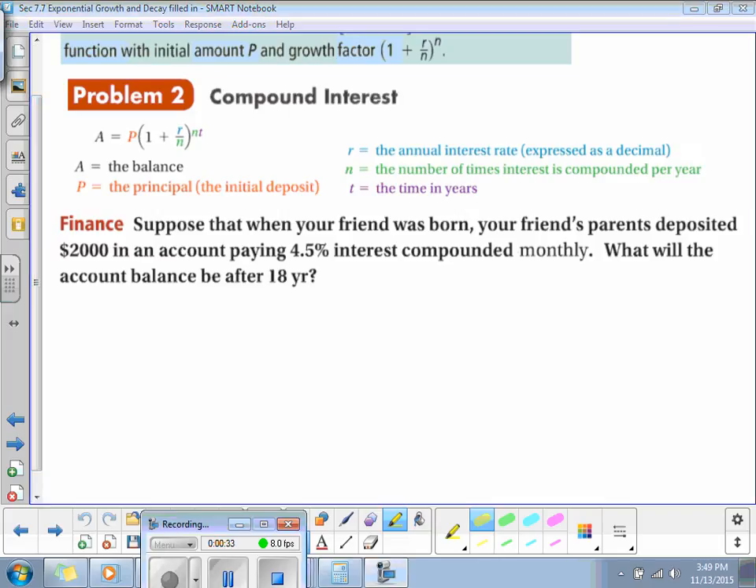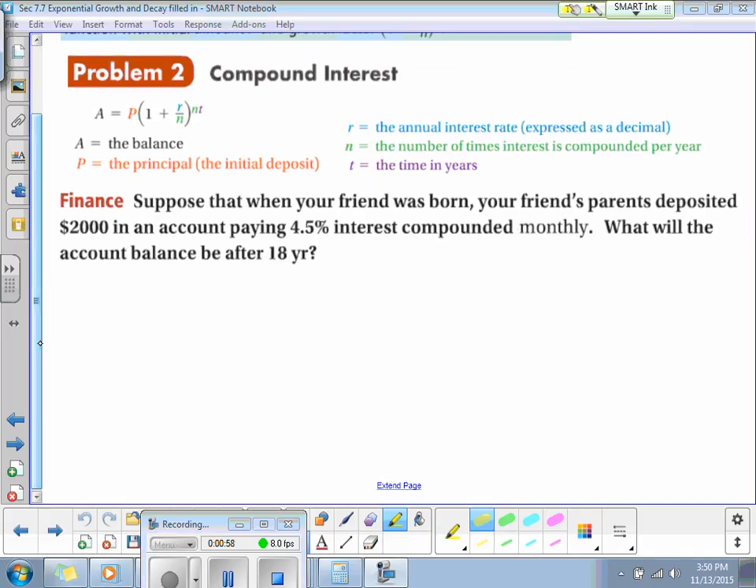So the first thing we want to do is we want to know that A, the balance, is what we're solving for. Oh, well, let me just read the problem first. Suppose that when your friend was born, your friend's parents deposited $2,000 in an account paying 4.5% interest compounded monthly. What will the account balance be after 18 years? Okay? So, the account balance is what we're looking for, right?